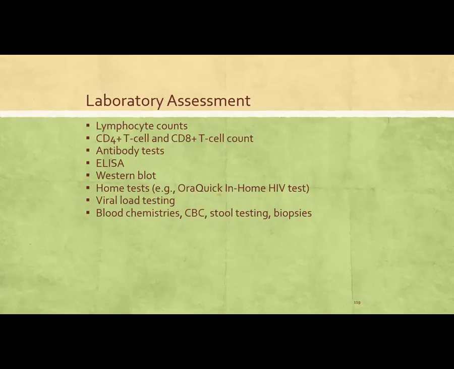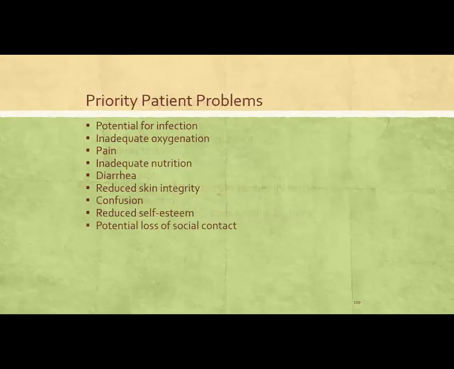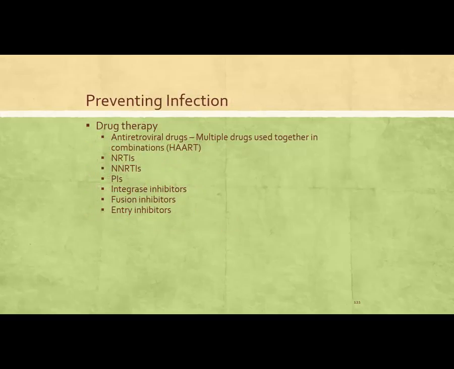We use viral load counts to monitor the effectiveness of therapy and see if we need to change anything as far as their medication regimen. There is a list of priority patient problems, so I would take a look at those. Preventing infections, so we have kind of mentioned the antiretroviral therapy. HAART means highly active antiretroviral therapy, and HAART is used to reduce viral load, improve CD4 T cell counts, and slow down disease progression.